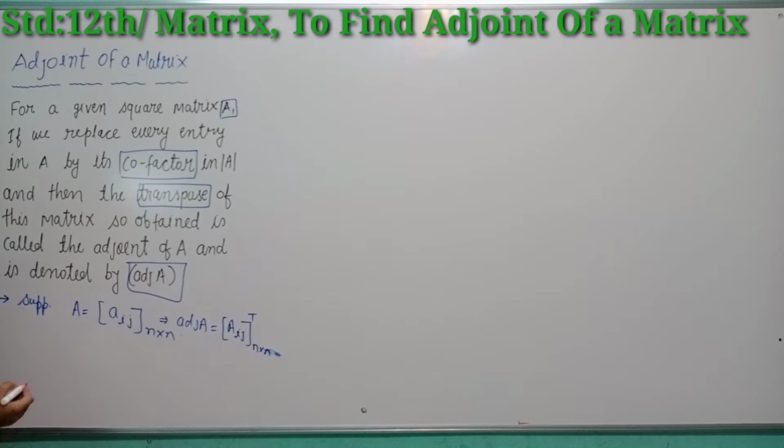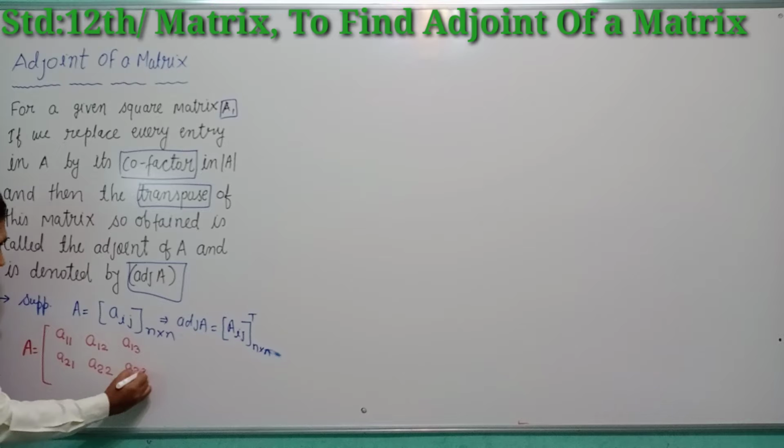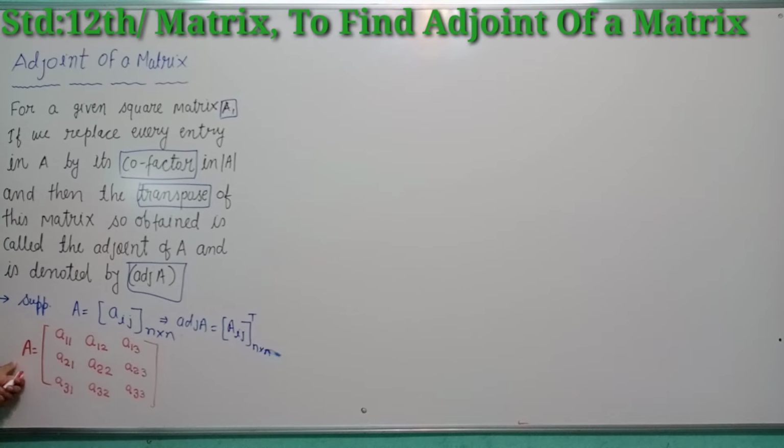Suppose you have a matrix A having elements A11, A12, A13, A21, A22, A23, A31, A32, A33. You want to find the adjoint of A, right students?